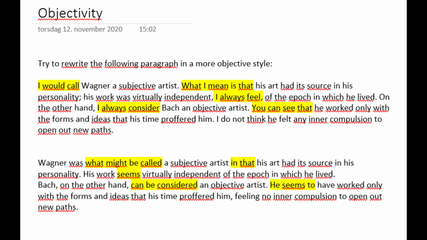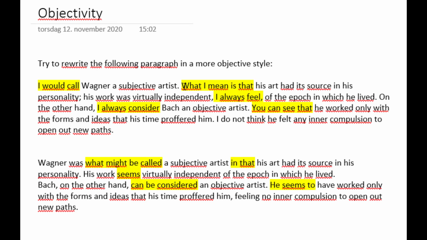Here is the key to the task you have been working with. Your task was to rewrite this first paragraph in a more objective style, because as we can see, this is very personal. And as we know, personal is not academic, it's not formal. So we have to try and avoid certain expressions.